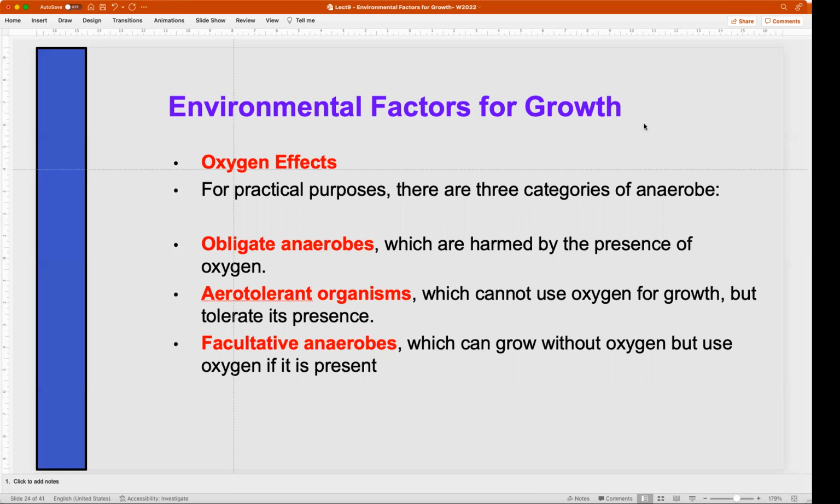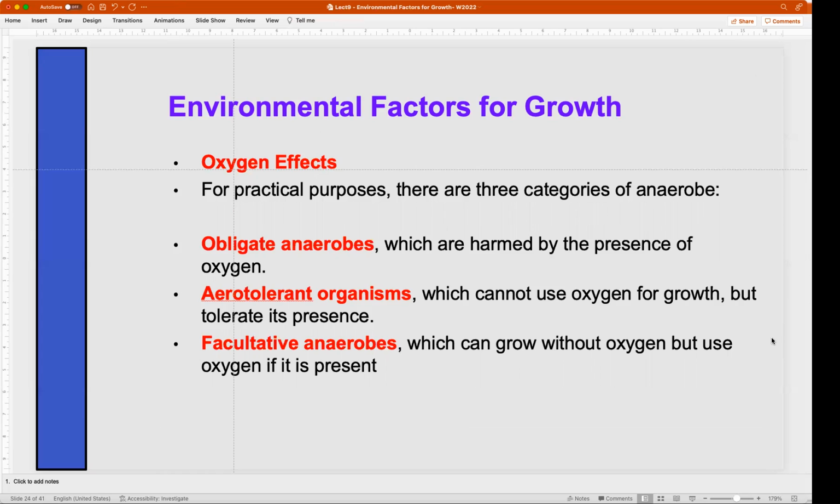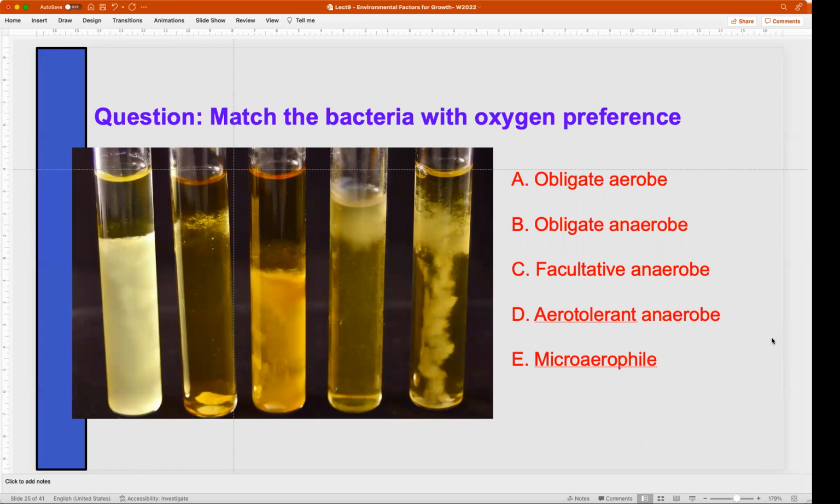There are three categories for oxygen effects: obligate anaerobes. They're harmed if you expose them to oxygen. Aerotolerant organisms can't use oxygen but tolerate it. And facultative can grow without oxygen, but if you present it, they'll survive there. Here's a picture. As a class, go ahead and match.